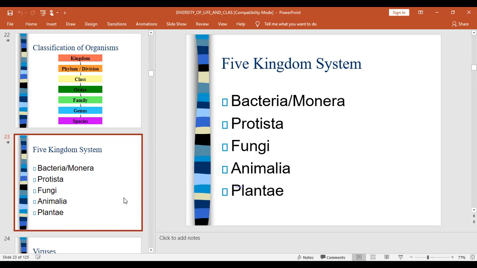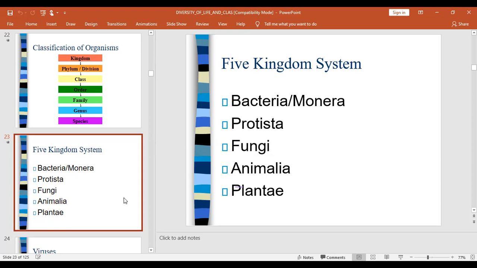Now we are going to look at the 5-kingdom system. Now we have the first kingdom, which is bacteria, or we call it Monera. Now, the old name was called bacteria kingdom, but then the modern name is called Monera, which is actually the simplest kingdom that we have. We have Protista, and at times it is called Protoctista. It is either Protista or Protoctista.